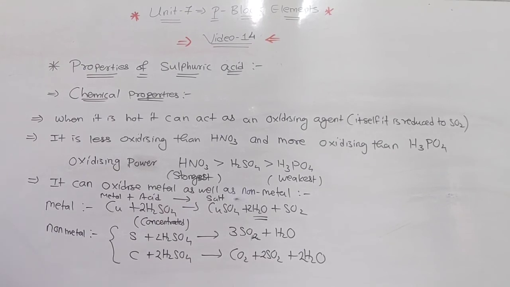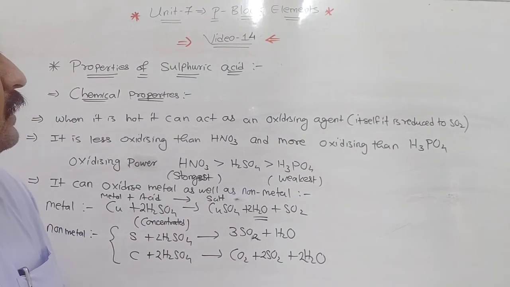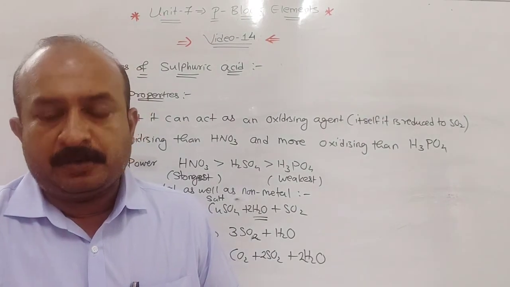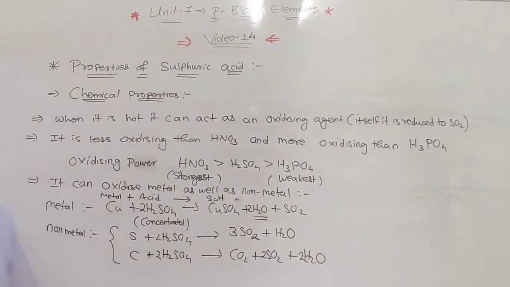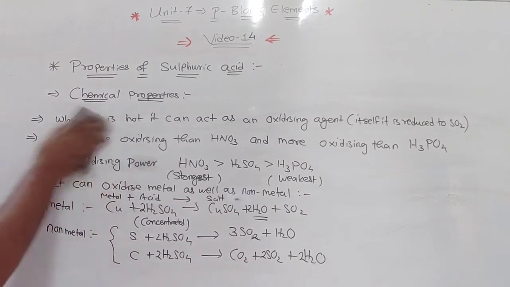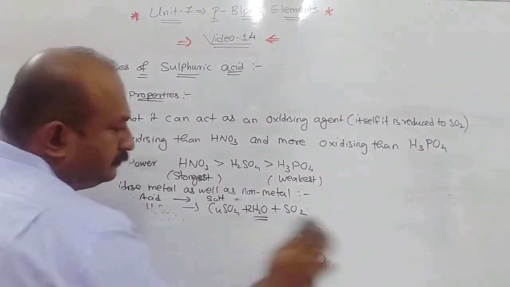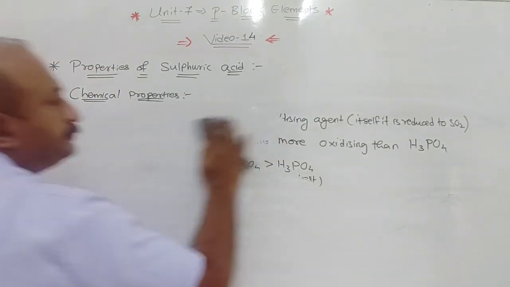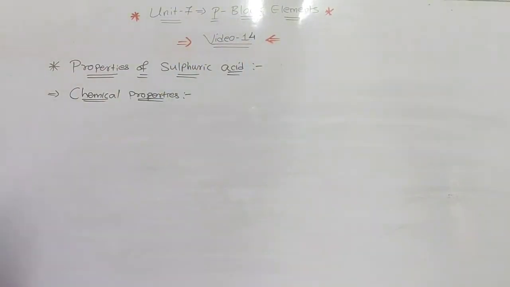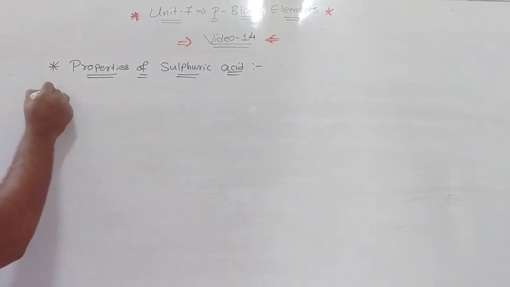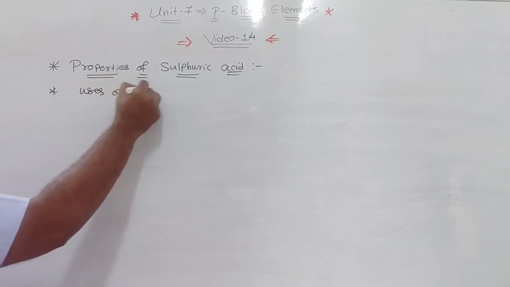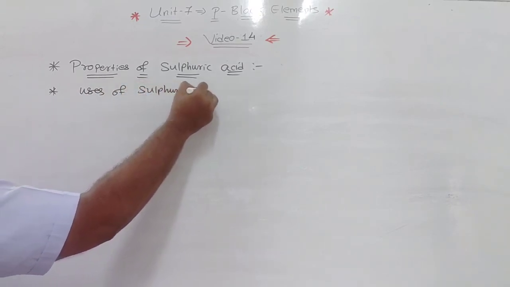Over. So this is all we are seeing about the physical and chemical properties of sulfuric acid. Okay. Now in this video only we will continue with the uses also. You can see the uses of sulfuric acid. Chemical properties, I think it is over. Now we are going to discuss the uses of sulfuric acid.